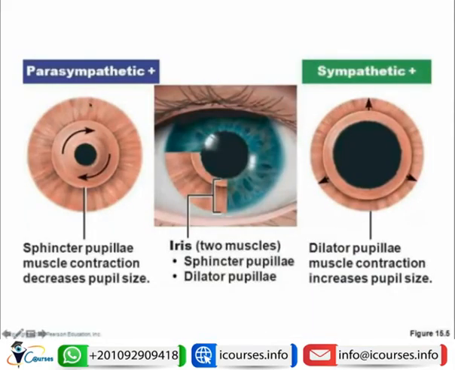So the parasympathetic will cause constriction of the pupil by the constrictor pupillary muscle, which is a circular muscle arranged around the pupil. That's why when it constricts, it decreases the size of the pupil. While the dilator pupillary muscle is present near the ciliary zone and acts as radial fibers. So these radial fibers, when they contract under the sympathetic innervation, lead to dilatation of the pupil.